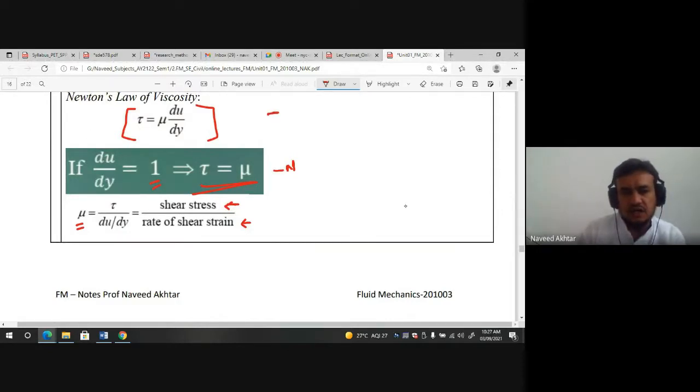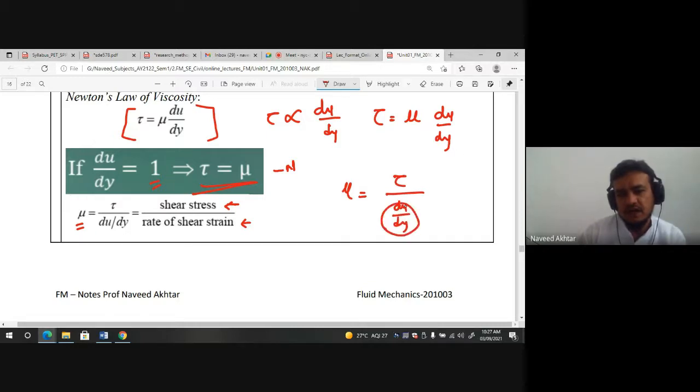And the Newton's law of viscosity is nothing but tau is you can say proportional to du upon dy, and that's why tau is equal to mu times du upon dy. And if you write down mu in terms of viscosity or dynamic viscosity, mu is equal to tau upon du upon dy, where du upon dy is the rate of shear strain, and tau is the shear stress.